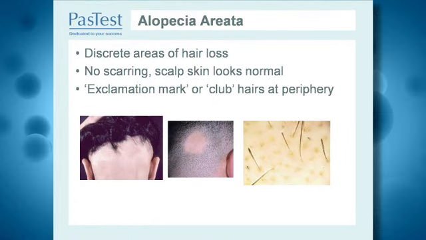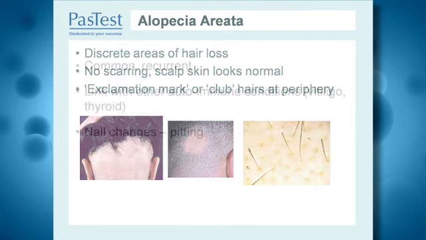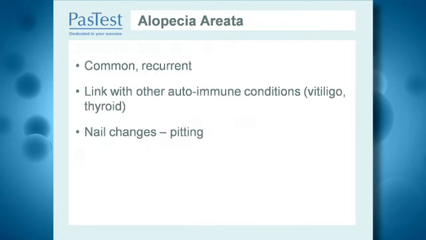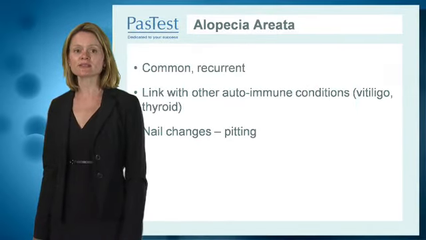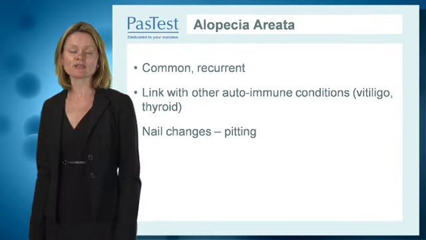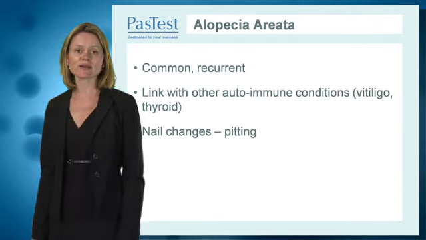And the cardinal sign of alopecia areata is exclamation mark or club hairs at the periphery, and here on the right is a typical picture of some club or exclamation mark hairs. Alopecia areata is common and it's recurrent, and there is a link with other autoimmune conditions such as vitiligo or thyroid disease, and sometimes the patients will have nail changes with pitting.